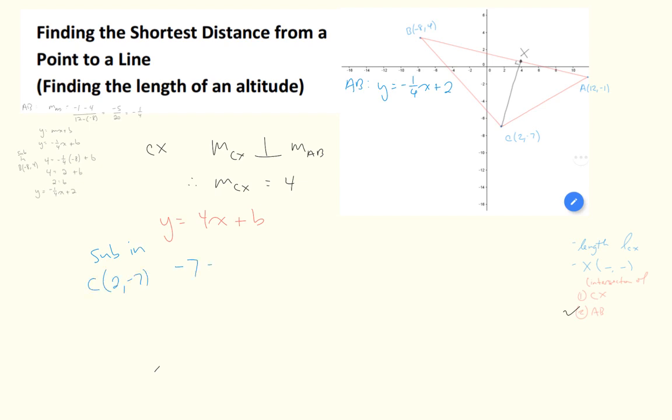Here we go. Negative 7 equals 4 times 2 plus b. Negative 7 equals 8 plus b. It looks like b must equal negative 15. And again, I can finish off by writing the equation. y equals 4x minus 15. And I'll just double check. Does this minus 15 make sense? If I were to extend this line all the way down, could it be made an argument that it would cross at negative 15? Yeah, that's kind of reasonable. So I will record the fact that CX is y equals 4x minus 15. There is part number 2 finished.